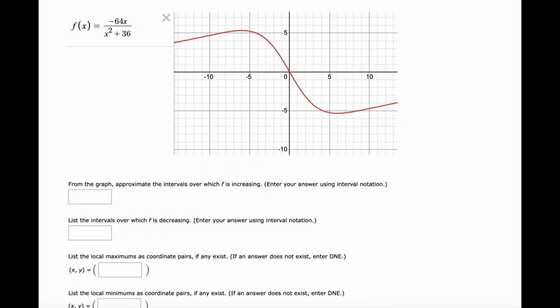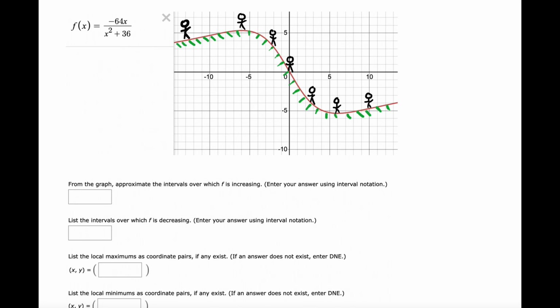This question shows a function and asks us to estimate the intervals of increase and decrease. So the best way, I think, to think about increase and decrease with functions is to pretend that the function is a grassy hill. And here you are walking along the function.